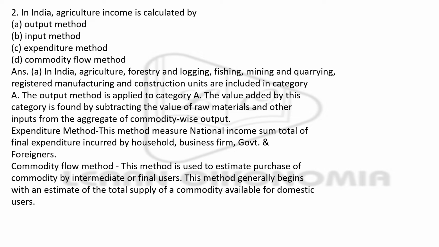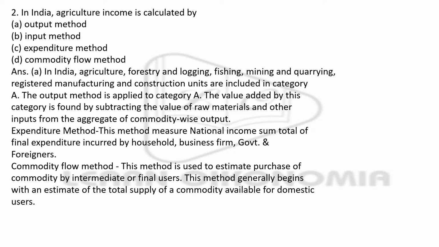Now you have to see what the expenditure method is. This is another method for calculating national income, but it is not used for the agriculture sector in India. Just for your awareness, I am telling this. This method uses incurred expenditure: the expenditure incurred by households, by firms, by government, and with respect to the rest of the world. All these things are taken and added together to understand the income. This is the expenditure method.